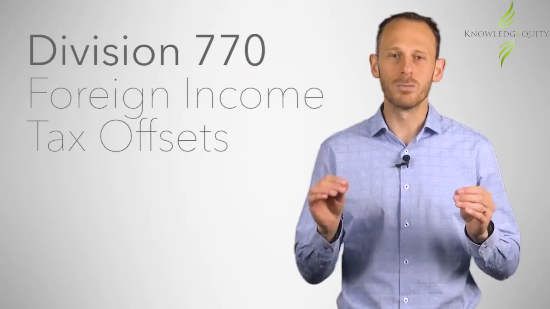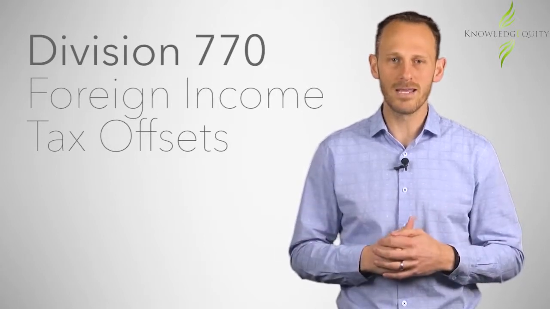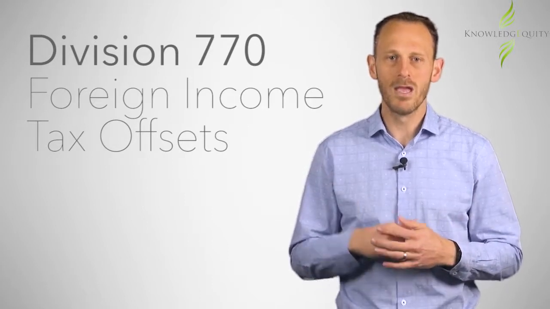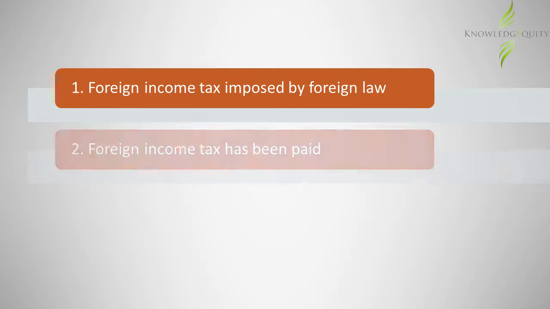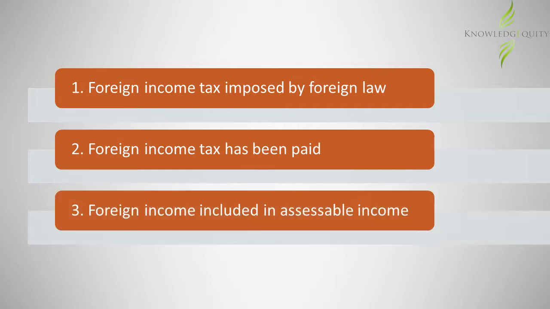Taxpayers may be eligible for a foreign income tax offset on tax they have paid on foreign income. There are three key requirements that must be met. Firstly, the foreign tax must have been imposed on foreign income, profits or gains by foreign law. Secondly, the foreign tax must have been paid rather than simply accrued. Thirdly, the foreign income relating to the foreign tax paid must be included in the taxpayer's assessable income.